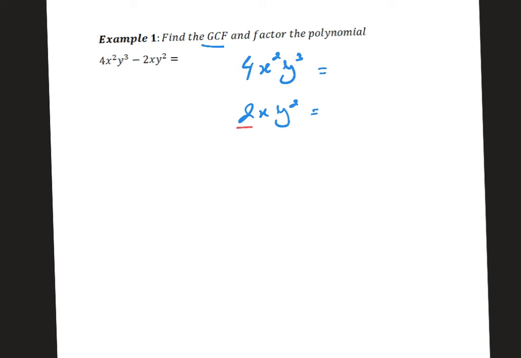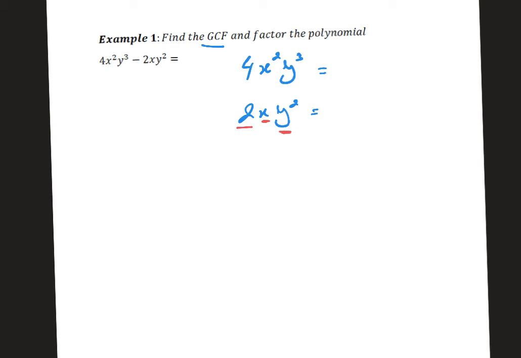Between x and x squared, we know that x divides both x squared and x, so we can pick x. And between y squared and y to the third, we can pick y squared as one of the greatest common factors. So 2x y squared will be the greatest common factor between the two terms here.